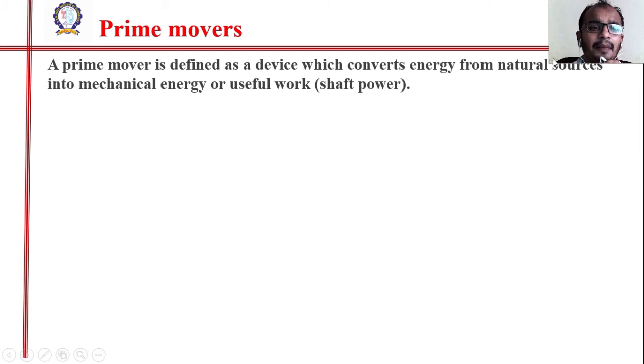We can say that using whatever natural sources there are, we can convert them into mechanical energy, or we can convert them into useful work. That device we can call a prime mover. And the important thing that we have to remember here is the natural source, because the definition will change according to the type of source. Whenever we are dealing with a natural source, that means we are dealing with a prime mover. So if from a natural source we can produce some energy, or some useful work, that we can call a prime mover.